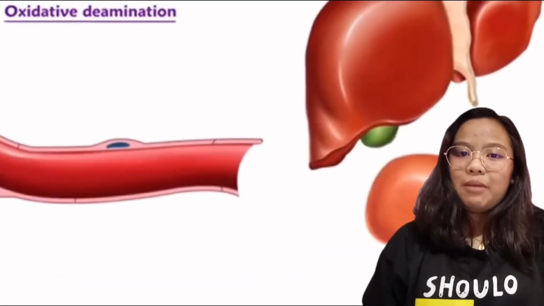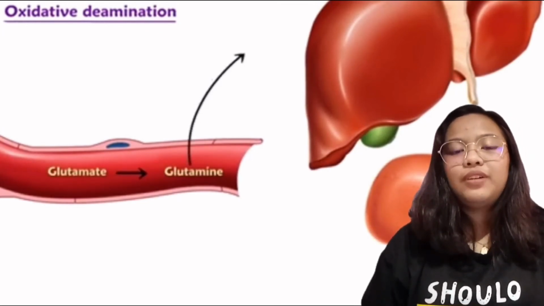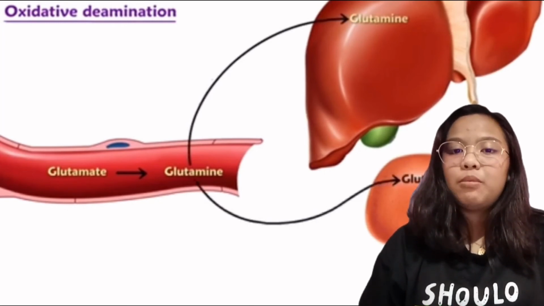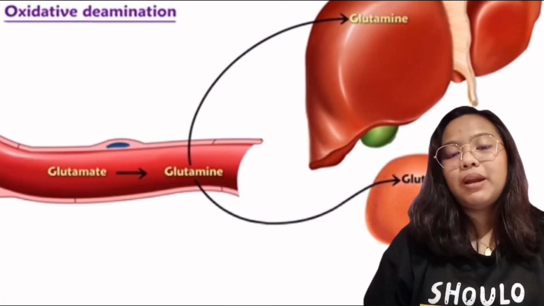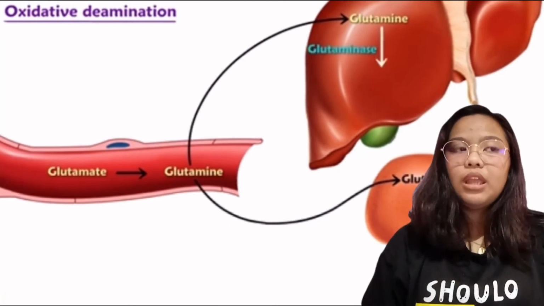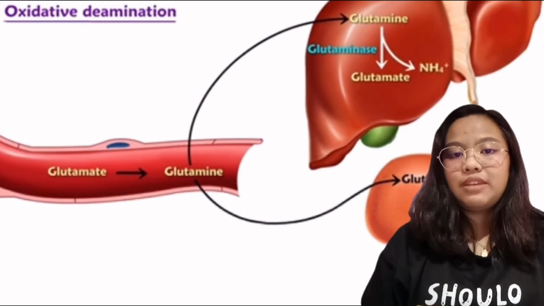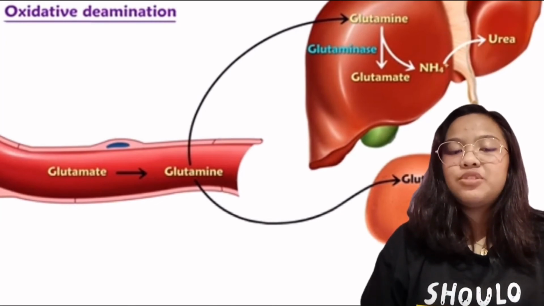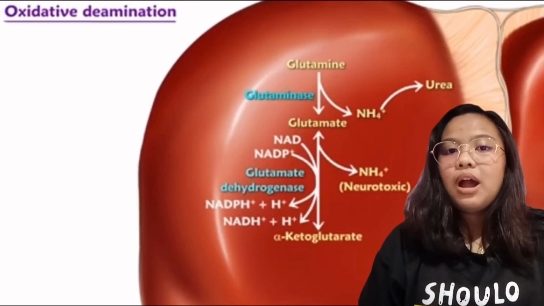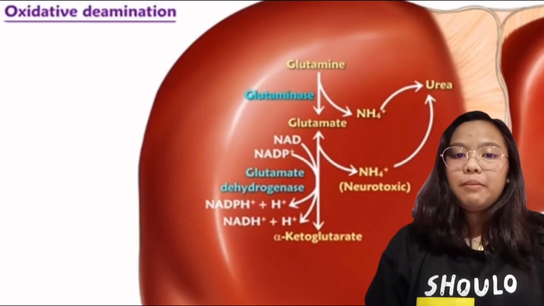So the oxidative deamination is the process wherein the alpha amino acid is converted into an alpha keto acid with the release of an ammonium ion. This process usually occurs in the liver and in the kidney mitochondria. So glutamine is carried to the liver and the kidney, but mostly in the liver. Glutamine will be broken down and form glutamate, and then the ammonium ion is released to the urea cycle. Now, glutamate can undergo the process of oxidative deamination.